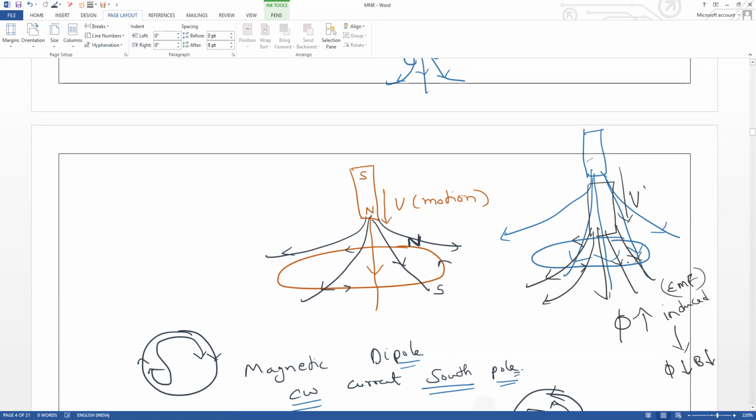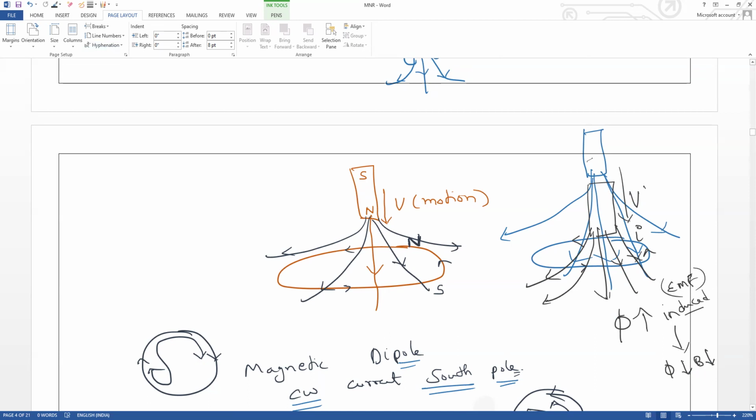Clockwise or anti-clockwise, everybody? It will be anti-clockwise. The induced current will be anti-clockwise because it has to oppose, because the flux is increasing. So induced current is taking place. Flux increases means B is going to decrease. Just now we studied. Yes or no? Yes, the induced current is opposite.